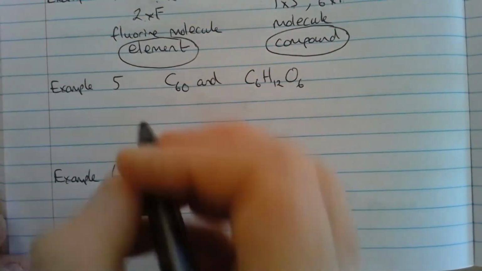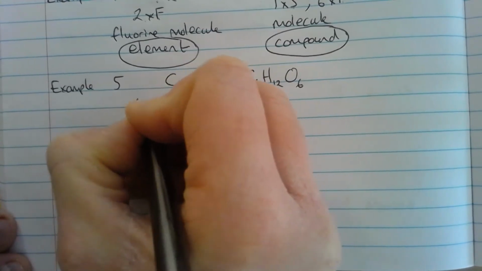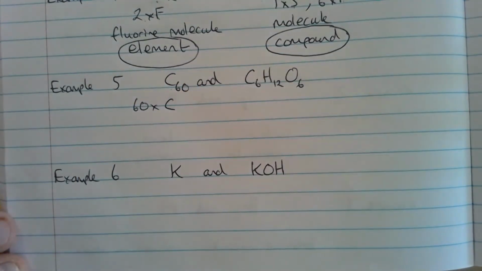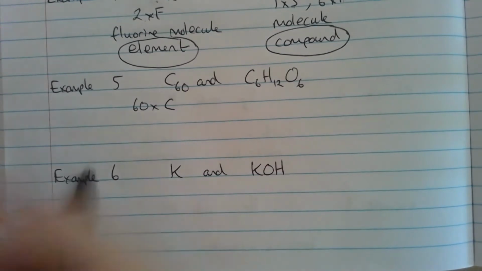Let's have a look at example 5 and 6. So this here means there are 60 times carbon atoms present. It's actually a molecule called a fullerene, but they are all the same type of atom.